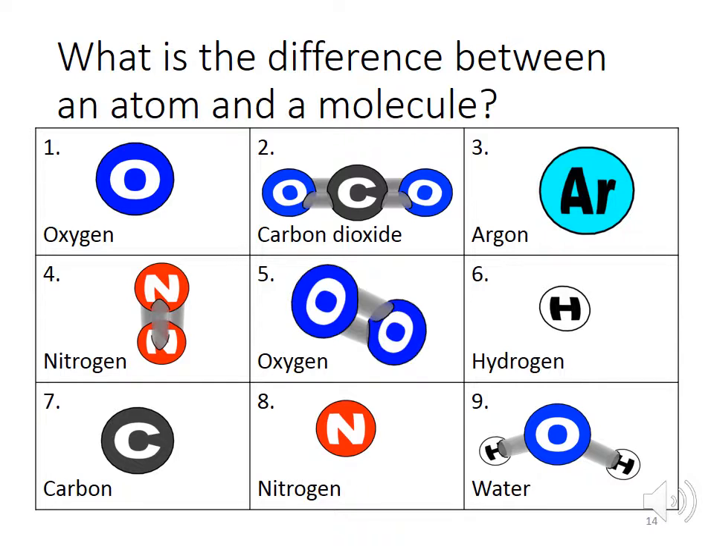In your notes, go ahead and make a T-chart, and on one side of the T-chart put atom, on the other side of the T-chart put molecule. And then pause the slideshow for just a minute and list the things on this visual that you think are atoms under the atom side and things that you think are molecules under the molecule side. After you're done listing those things, then go ahead and unpause and go on.